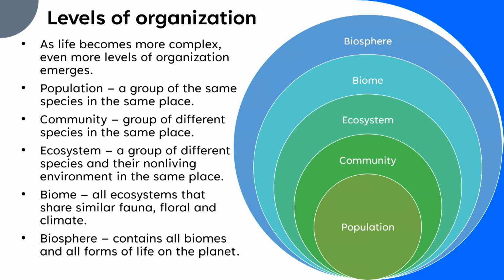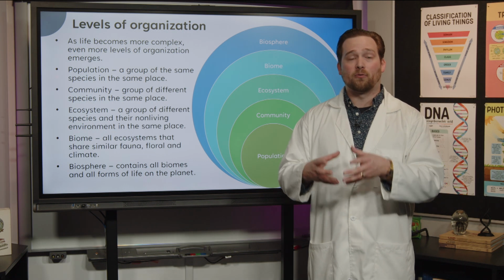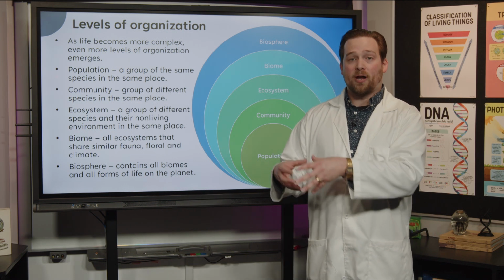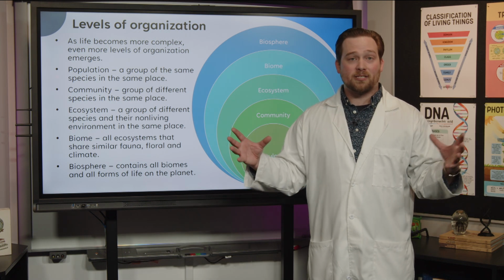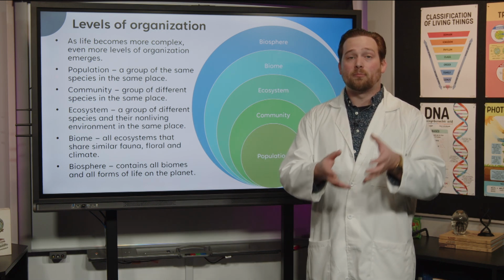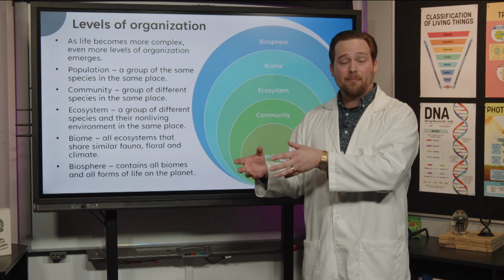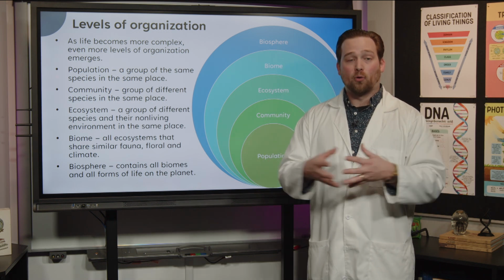The next level above ecosystem is a biome. A biome is all the ecosystems that share similar fauna, flora, and climate, which means think about the tropical rainforest. You have a tropical rainforest in South America, you have a tropical rainforest in Africa, you have a tropical rainforest in the Indonesian island chain. Well, they're separated by vast geographical distances, but they all share similar plants and animals and climate. And so they would all be considered the same biome. They would all be a tropical rainforest.